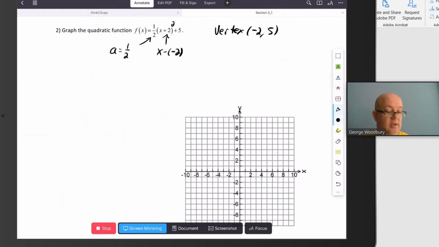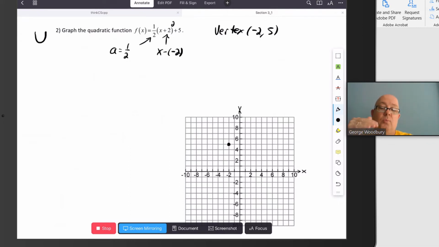A is 1/2, and that means, because it's positive, that it opens upward, but also that it's a vertical shrink factor. It's going to rise up half as quickly as it did for x squared. Let's start with the vertex. Negative 2, 5 goes here.